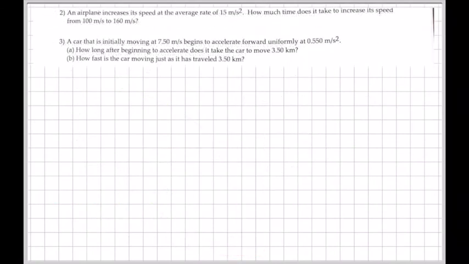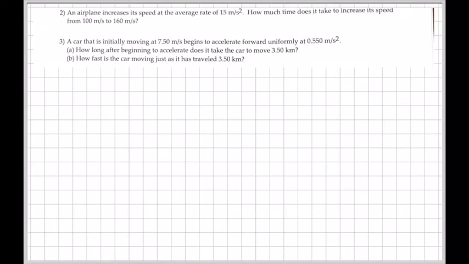And you will see, looking at number 3, a car that's initially moving at 7.50 meters per second. That's the initial velocity, isn't it? So it's initially moving at, what is the symbol for that? V naught, right? Did you write that? V naught, okay. Begins to accelerate forward uniformly. So that's the acceleration, and you can see that in the unit. A is 0.550 meters per second squared.